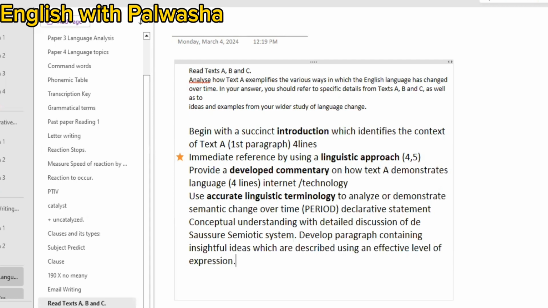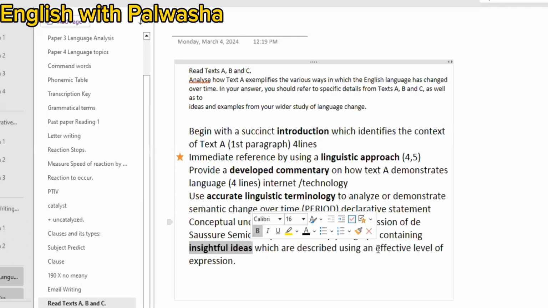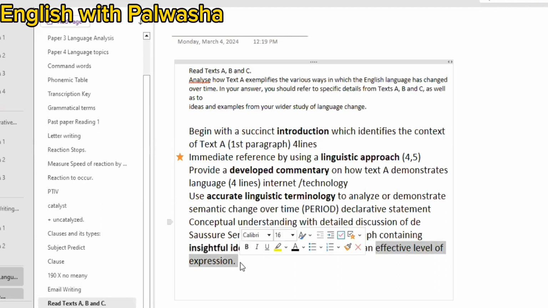This is what I'm telling you from the examiner's point of view. Just remember this thing, insightful ideas and an effective level of expression, which is something very, very important to mention, and a detailed discussion in this fifth paragraph.